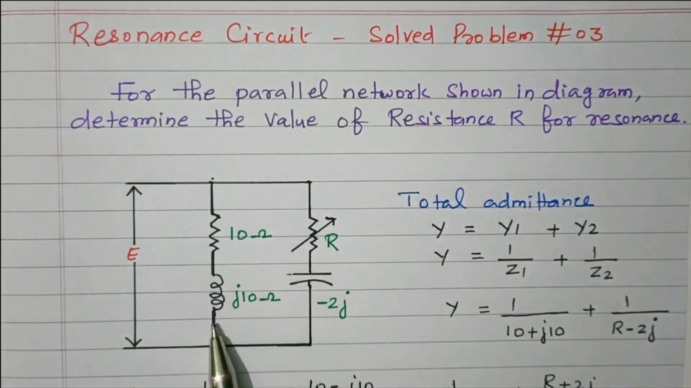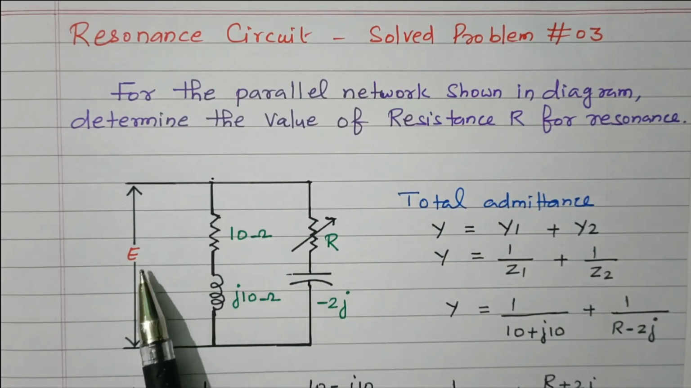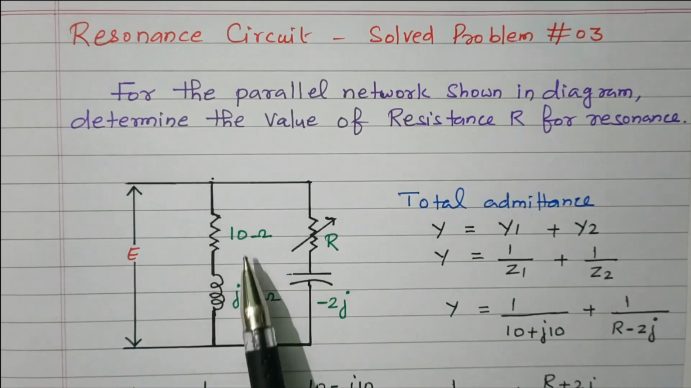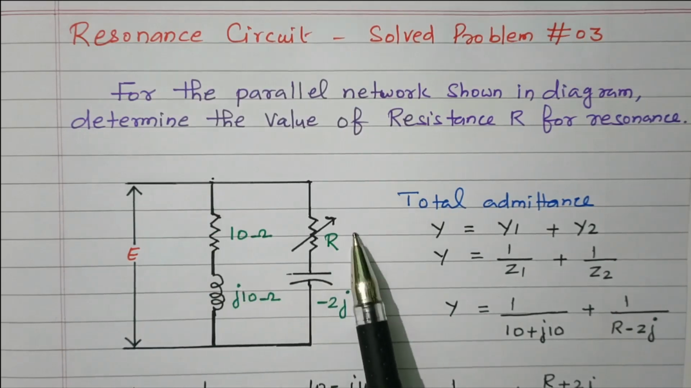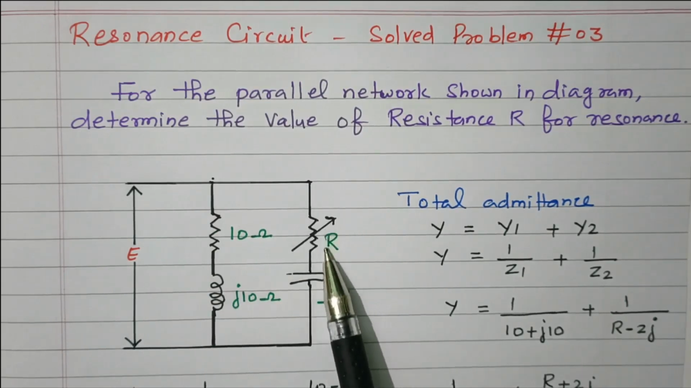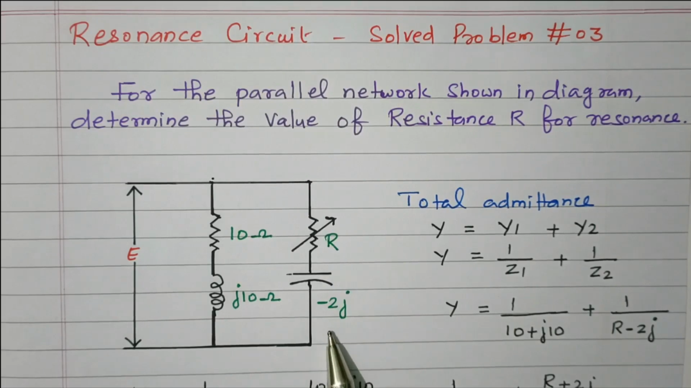So let us consider this parallel circuit. Applied voltage is E. In the first branch, a resistor and inductor are connected, 10 ohm and j10 ohm. In the second branch, a variable resistor with a capacitor is connected. We need to find this R value. Capacitor value is minus 2j. The given condition is resonance. What is the resonant condition? The reactive part is 0 at the resonant condition.